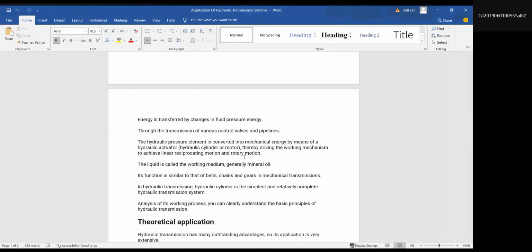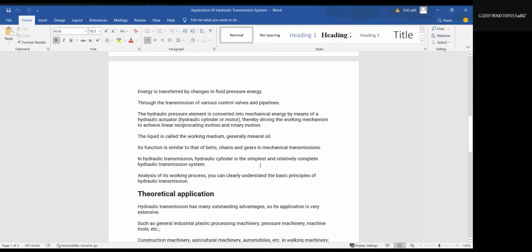So what this is trying to tell us is that with the change in the hydraulic pressure of the hydraulic fluid or the motor system, we can achieve the movement of power in a straight line, which is linear, or the movement of power in a rotatory motion. The liquid used for this medium is called the working medium, and it is generally mineral oil. So mostly mineral oil is used in a hydraulic cylinder or motor in order to achieve hydraulic transmission.